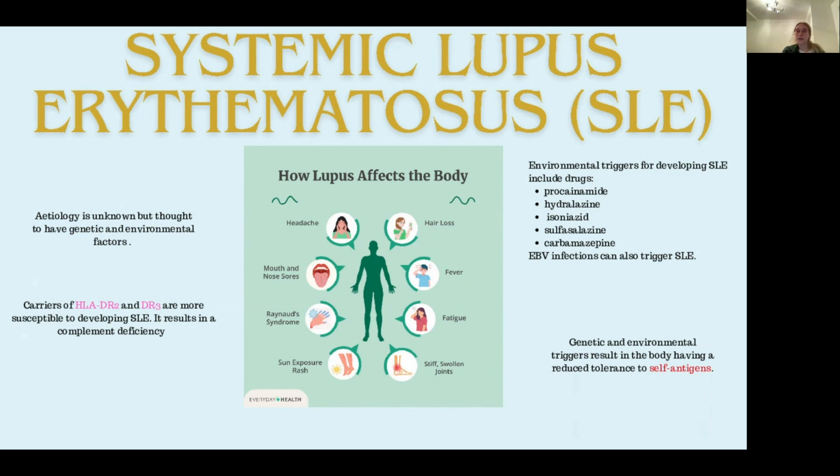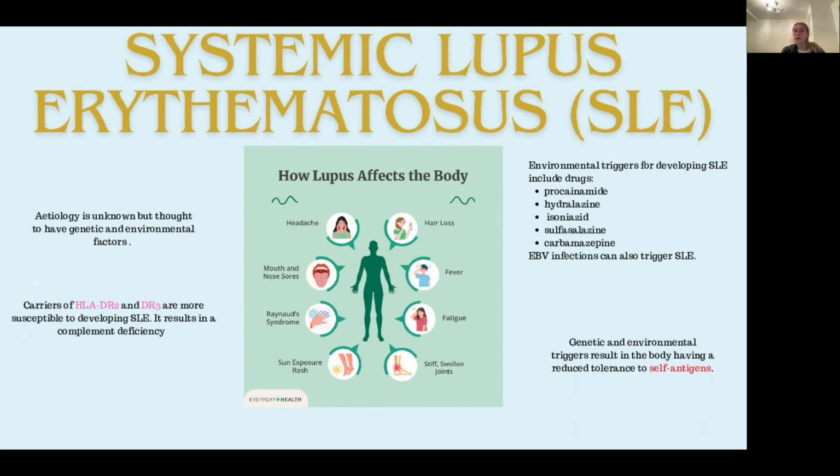So SLE, systemic lupus erythematosus, is another autoimmune condition, which is multi-systemic, it affects multiple systems in the body. The cause of it is mostly unknown. It's thought to have both genetic and environmental factors that influence it. It's been found that carriers of the HLA-DR2 and DR3 are more susceptible to developing SLE.